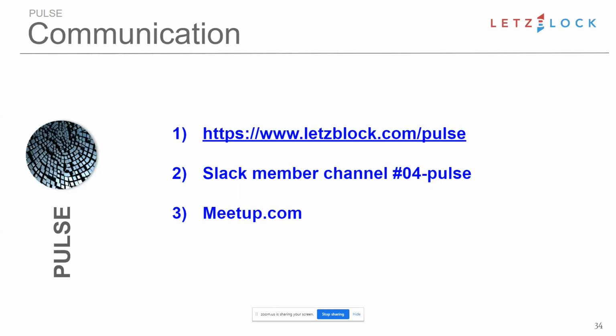Then just a quick recall of how we plan to communicate on the Pulse project. First of all, we have all the information about upcoming sessions, about past sessions, and about how to join the project on our website. Further communication is also done through the Slack member channel number 4 Pulse. And communications for upcoming sessions will also be published on meetup.com.